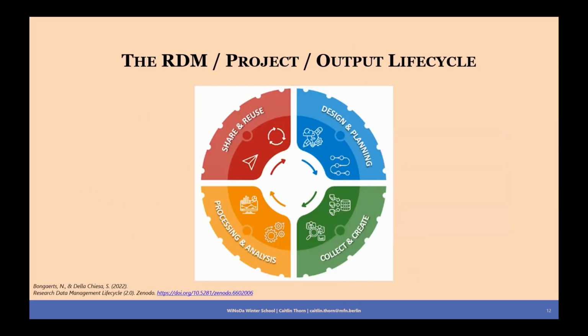Now we get to the RDM project output lifecycle. So this is what we're going to go through today to have a look at our whole research data management throughout the whole process of a project. This research data management lifecycle follows 4 steps. So there's design and planning, collecting and creating data, processing and analysis, and sharing and reuse. And within each step, there are a lot of other small steps, and we'll have a look at some of those now as we go through.